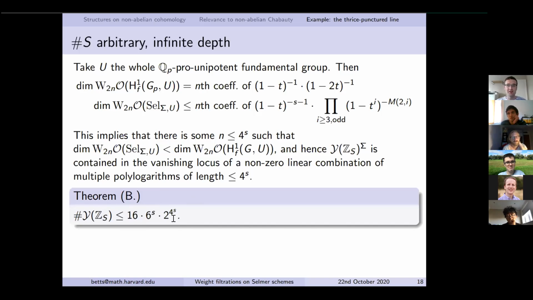On the one hand, I think this is quite an interesting result, because this is an indication that you can use non-abelian Chabauty techniques to address effectivity and uniformity questions. Because, for example, this formula here only depends on the size of S. It doesn't depend on exactly which primes you have.